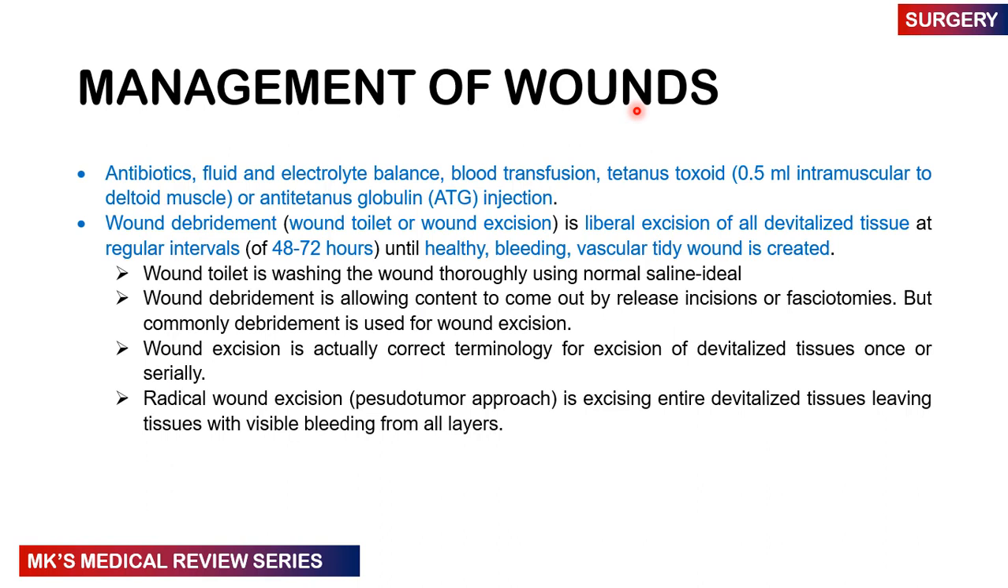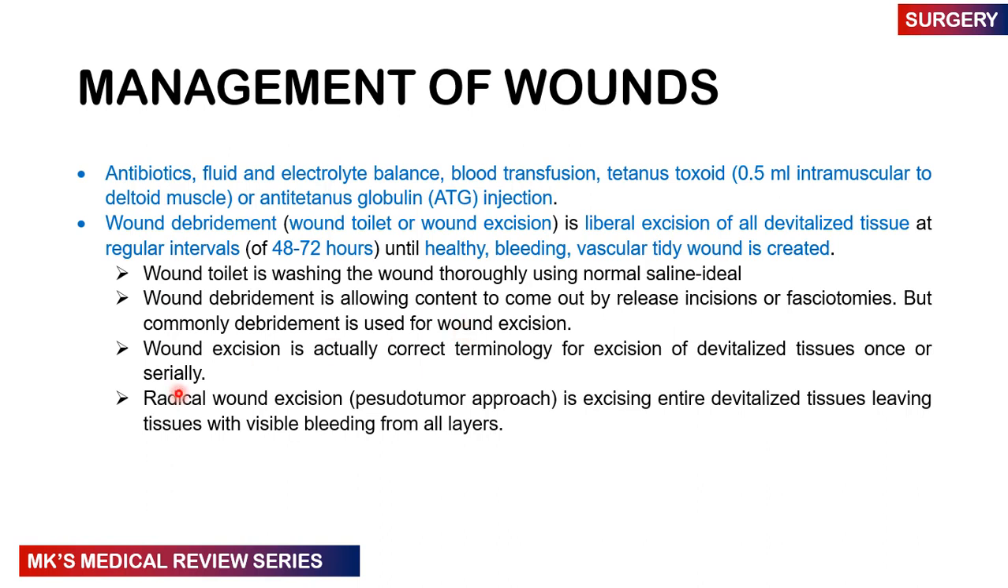Wound debridement and wound toiletry or wound excision is simply liberal excision or cutting out of all devitalized tissue at regular intervals, about 48 to 72 hours, until the tissue is healthy, bleeding, a vascular tidy wound. Once you've created this, you can either suture it up or put a skin graft. Wound toiletry is done by washing the wound thoroughly with normal saline, ideally. Then wound debridement allows content to come out, performing some releasing incisions, some fasciotomies, but commonly debridement is used for a wound excision.